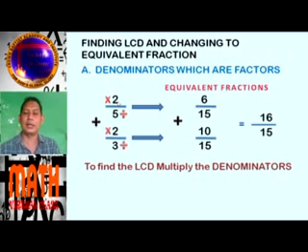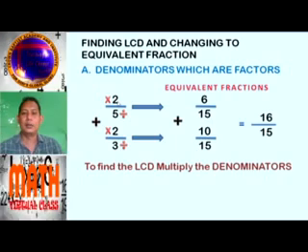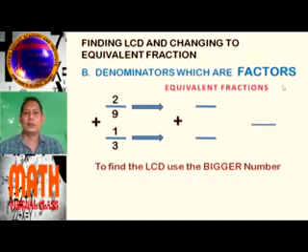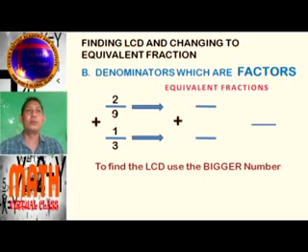Again, what will you do when you have denominators which are not factors of the other denominator? You will have to multiply. Okay, multiply. But the next denominators for which you will get the LCD are denominators which are factors. Factors, which means one denominator is a factor of the other.